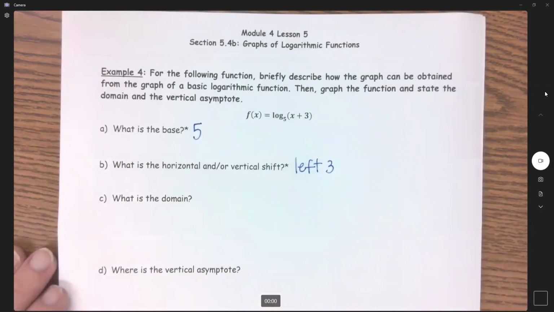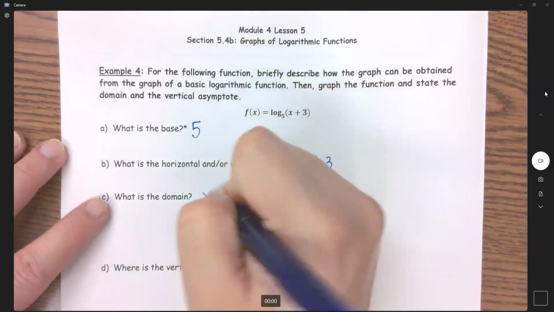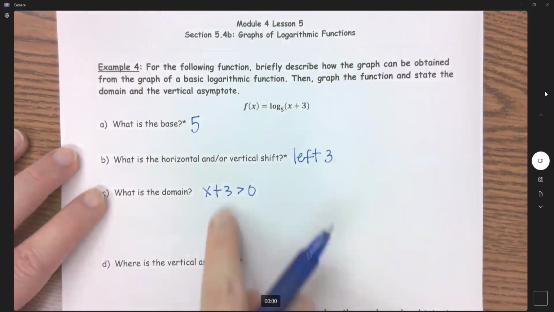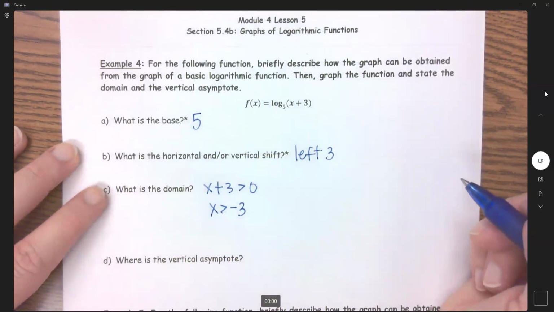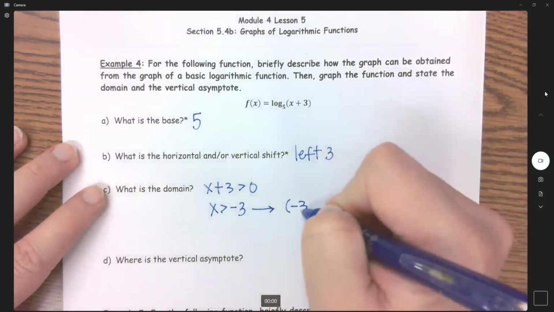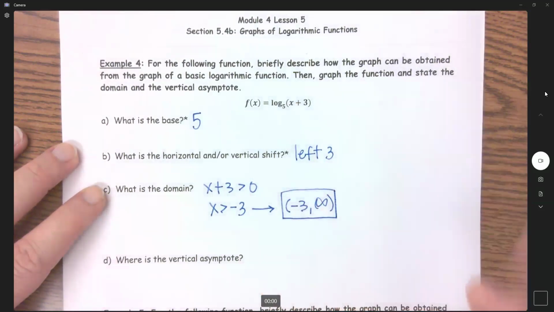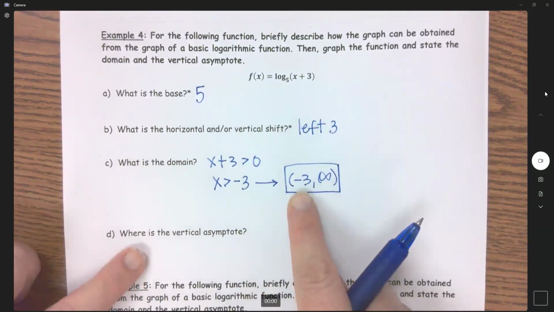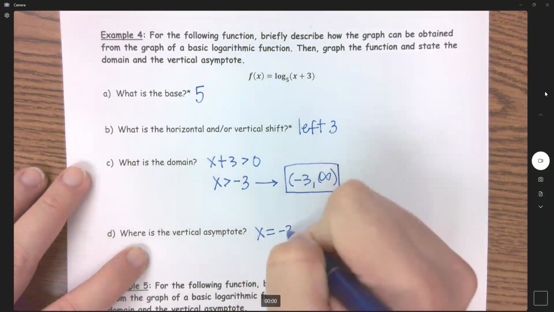Okay. So what is the domain? I'm going to take what's in parentheses and set it to be greater than 0. So subtract your 3 over and we get x must be greater than -3. In interval notation, that is -3 to infinity. So where is the vertical asymptote? The vertical asymptote is where this domain starts. So we're at x equals -3.